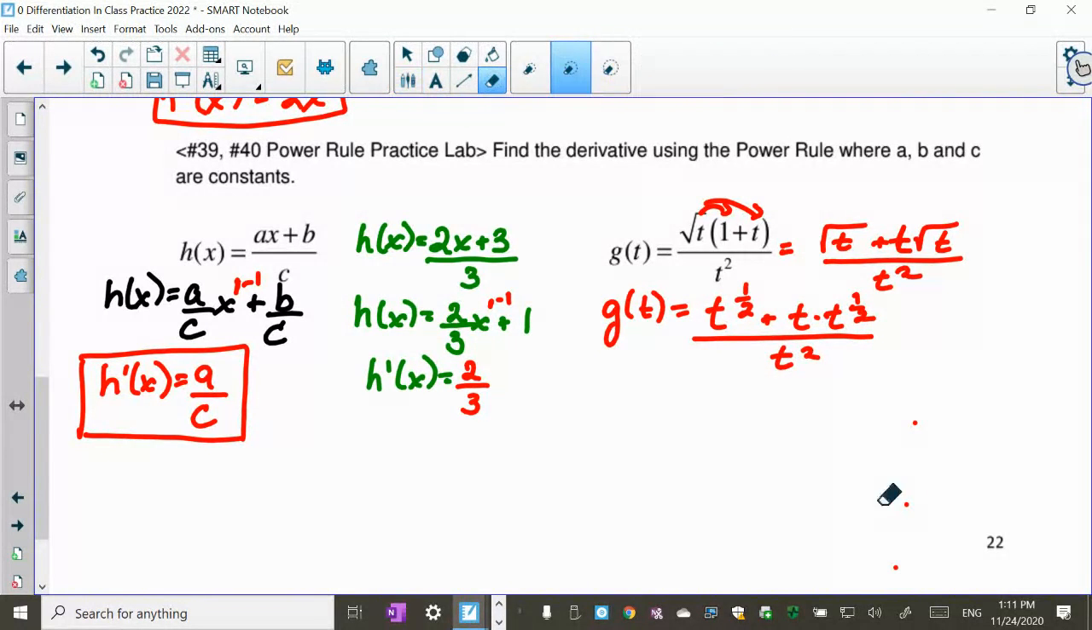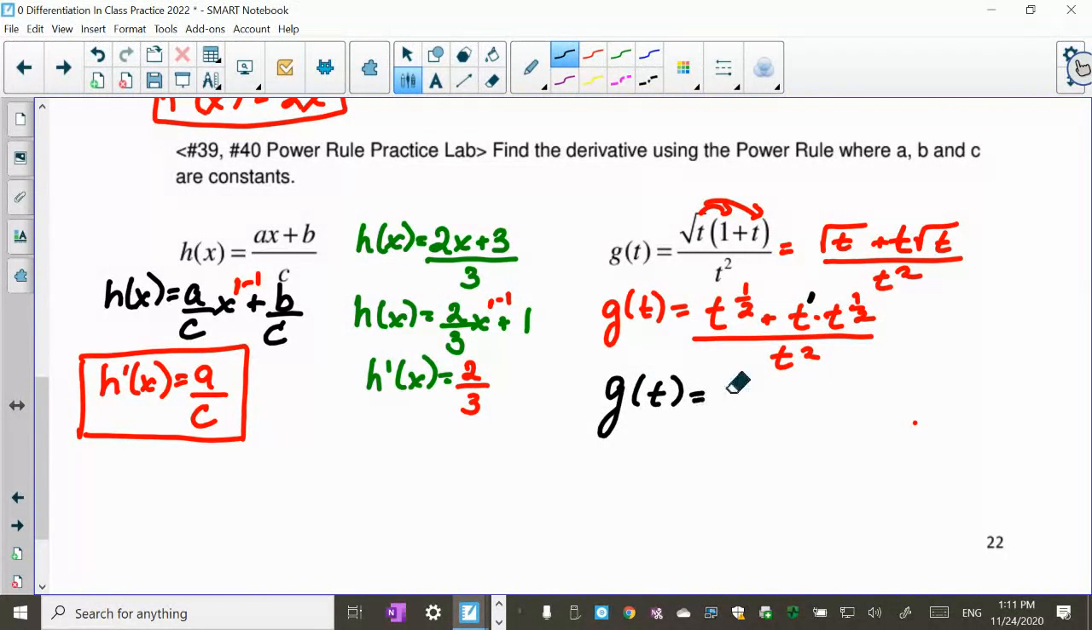And then I see, okay, I'm getting there. I can multiply these two. And if I'm multiplying and they have the same base, I can add the exponents. So in your head, I would actually think of this as a 2 over 2. So I have g of t, I'm getting there, is t to the 1/2 plus, if I have the same base and I'm multiplying, I'm adding. So a half plus 2 over 2 is t to the 3 over 2, all over t squared.